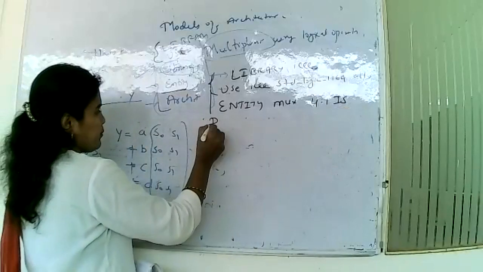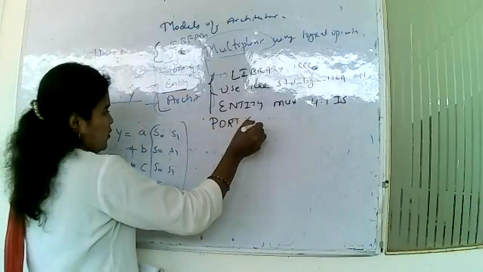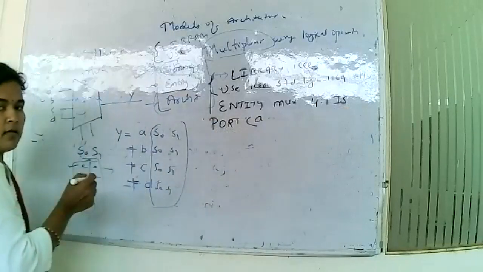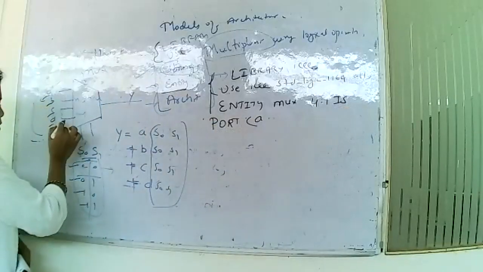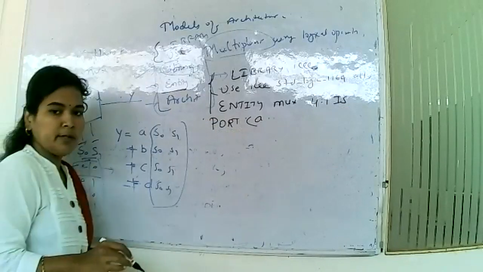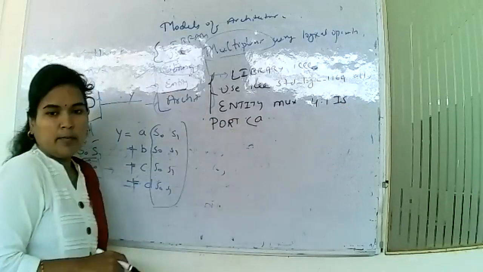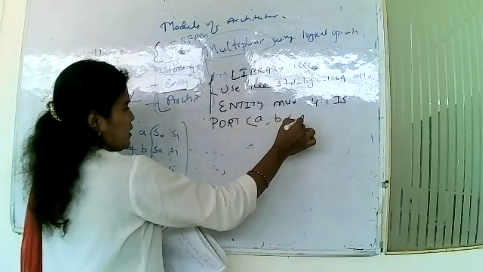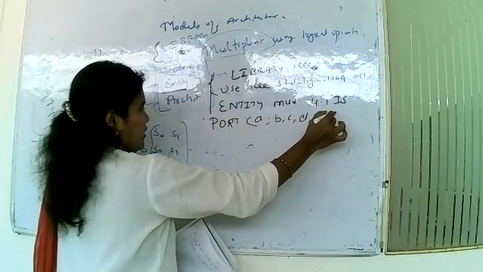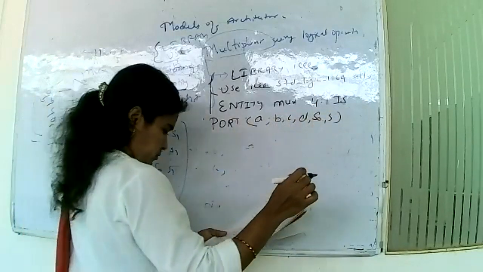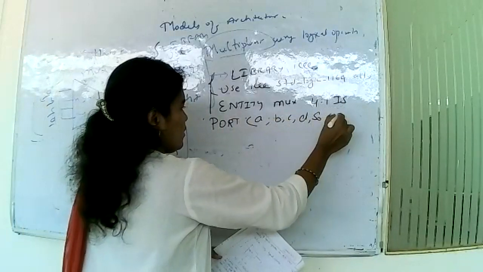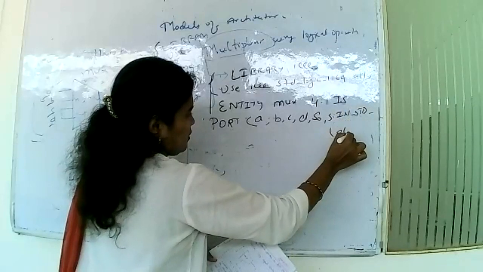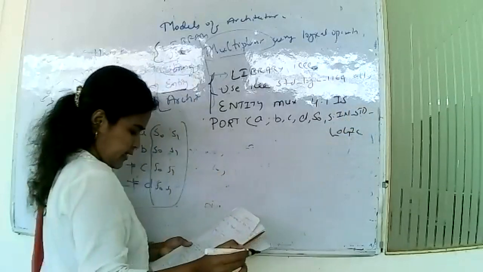Next we have to write the inputs and the outputs. First are the inputs. What are the inputs here? A, B, C, D, S0 and S1. These are the 6 inputs for this multiplexer. So how to write this? A, B, C, D, S0 and S1, all in standard logic.